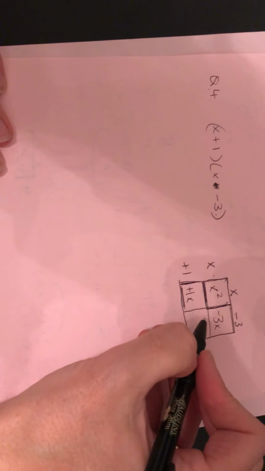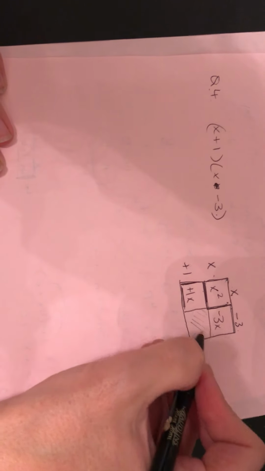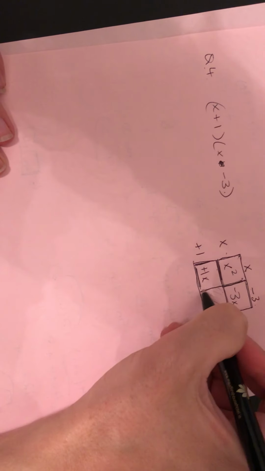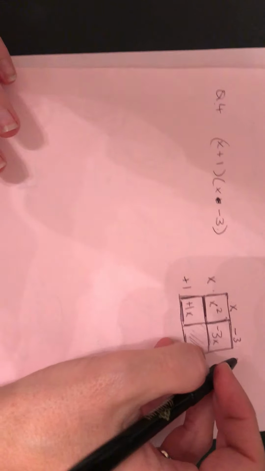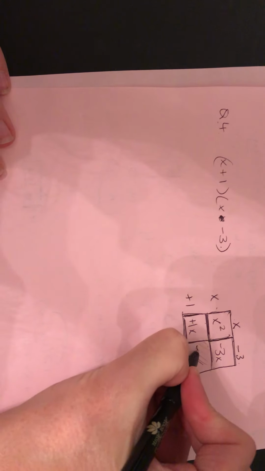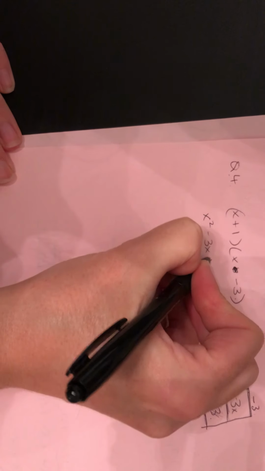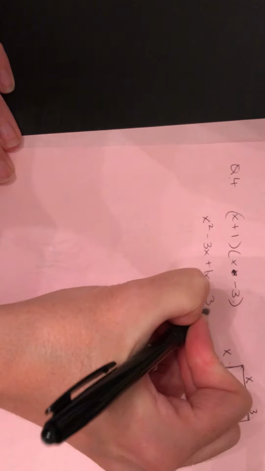And then last little one here, if we look at it, the length of this is minus 3, because it's the same as this, or same as this. And the width of this is a plus 1. So minus 3 times, remember it's multiplication, minus 3 times the plus 1 gives me minus 3. X squared minus 3x plus 1x minus 3.